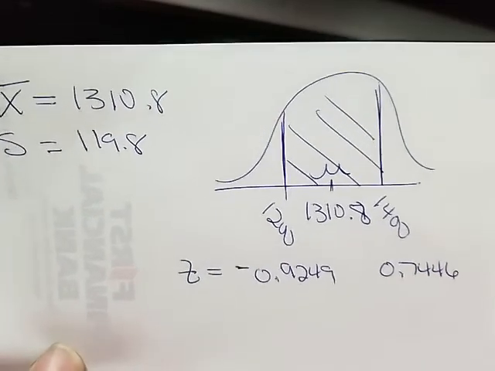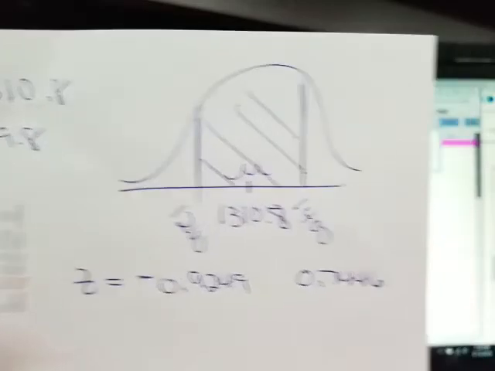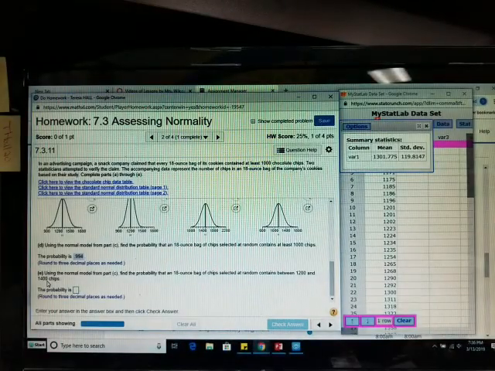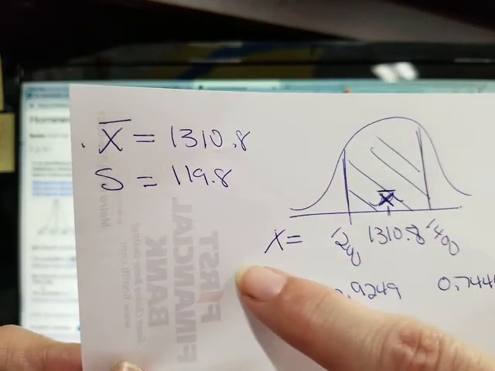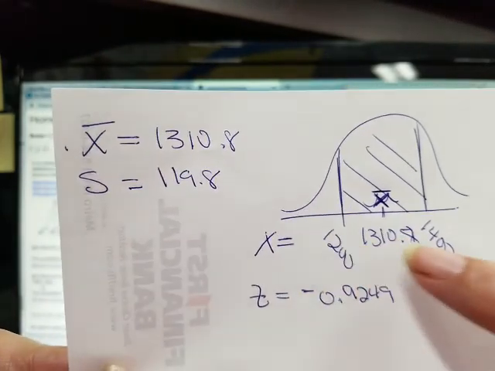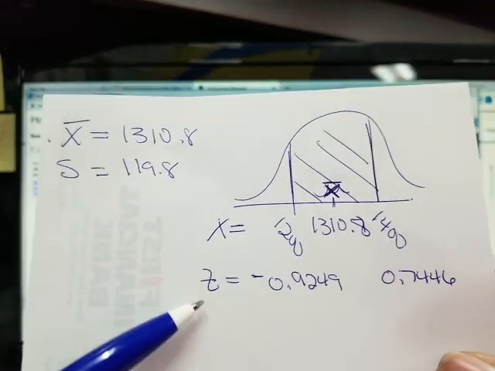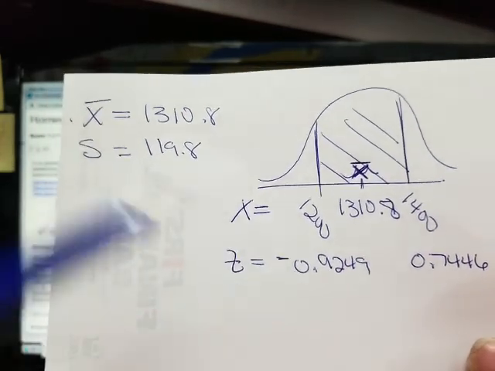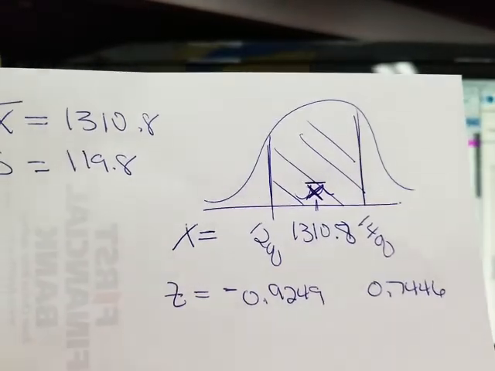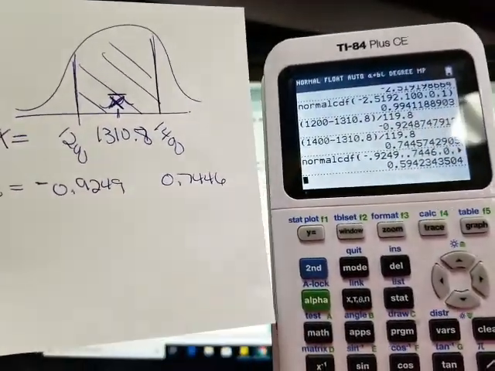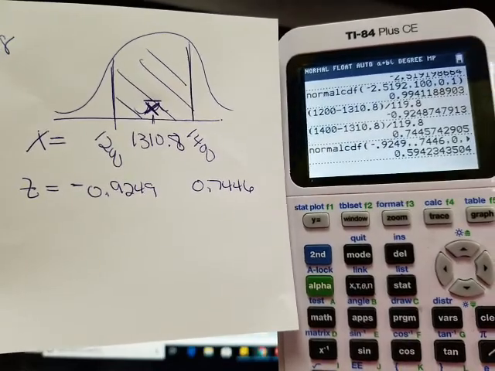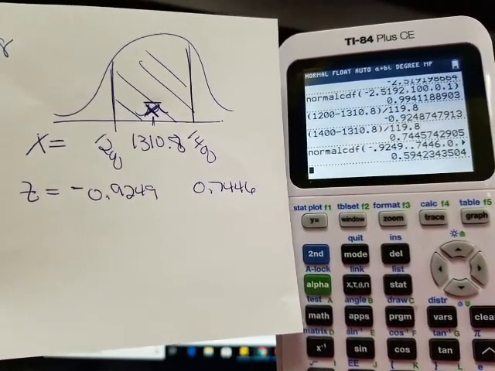The only thing I don't like that I did on this picture is I wish I would have put an X on that line where the 1,200 and 1,400 are. And I'm going to add that real quick. Okay. So here's what I was talking about. I really should have put an X right here because these two values, 1,200 and 1,400, represent the X. These values down here below actually represent the z-scores. And remember, that's when I go to the calculator and I do my normal CDF between those two z-scores. So the negative 0.9249 and on the right side 0.7446.